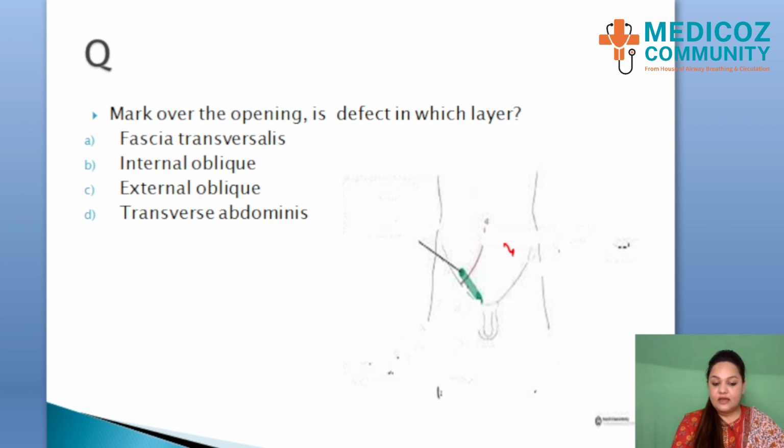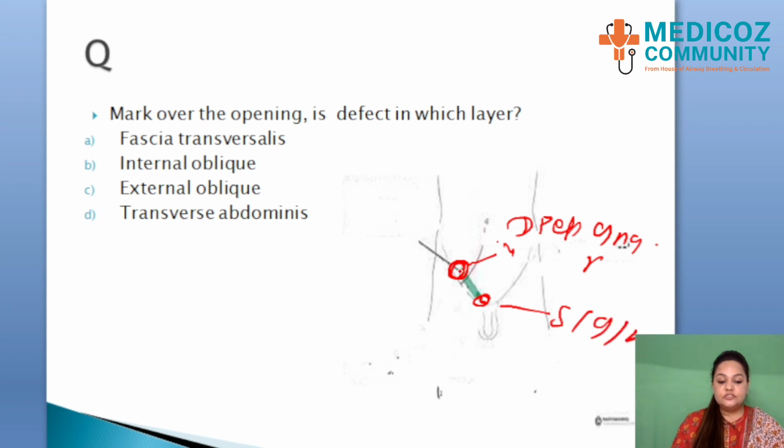Above the inguinal ligament, we all know there is a canal which is called the inguinal canal. Now this inguinal canal has two openings. Laterally, the opening which is present here is called the deep inguinal ring, and medially it is called the superficial inguinal ring. So the marking is on the deep inguinal ring here, which is formed by the defect in which layer? In the fascia transversalis. Okay, so the answer for this question is that this defect which is marked here is present in the fascia transversalis.